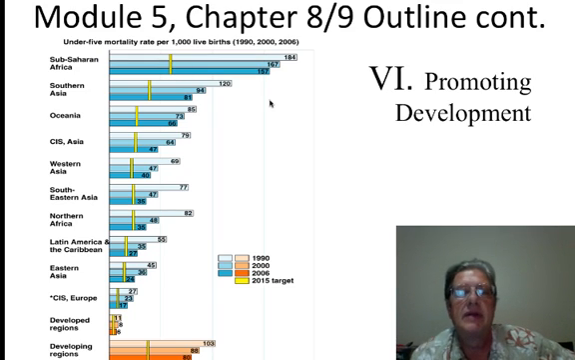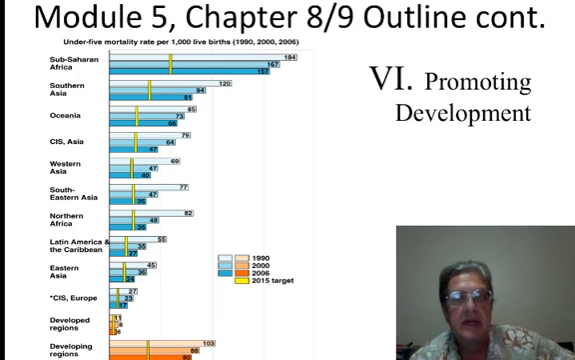Other goals that are part of the Millennium Development Project are to help reduce poverty, to reduce hunger, to improve education and make it accessible to not only males but also females, which is not true in many countries, to increase access to good, clean, drinkable water, and to improve access to health care and most notably family planning.